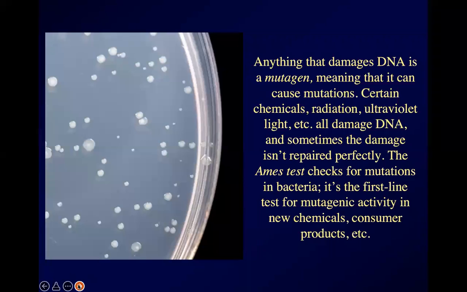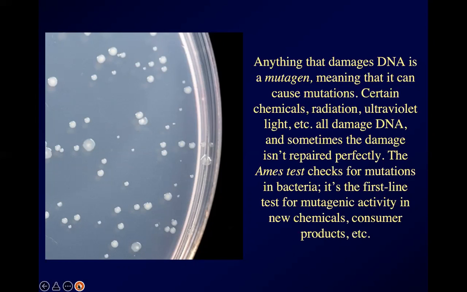Anything that damages DNA can cause mutations, and a substance that causes mutations is said to be a mutagen. There are certain chemicals that chemically react with DNA and cause it to develop mutations. Ultraviolet light causes particular types of DNA damage that the cell cannot always perfectly repair. Many types of radiation, gamma rays and X-rays, can cause damage to DNA. Sometimes that damage can be repaired, other times it's not repaired perfectly.